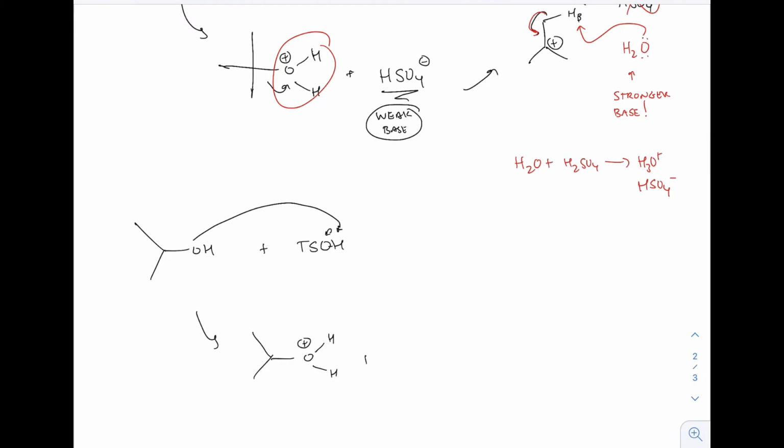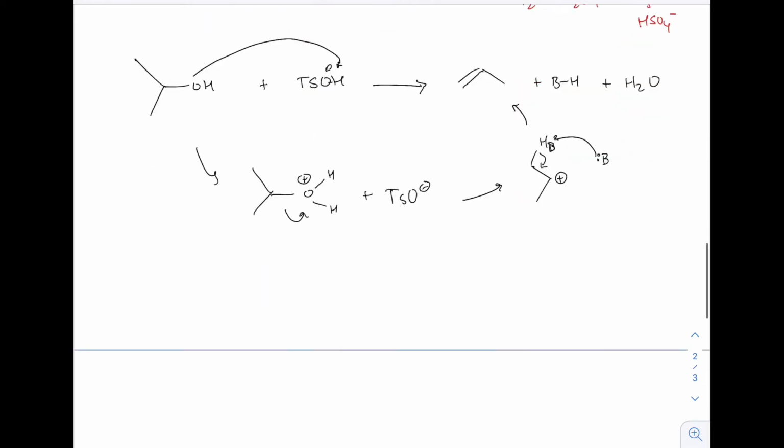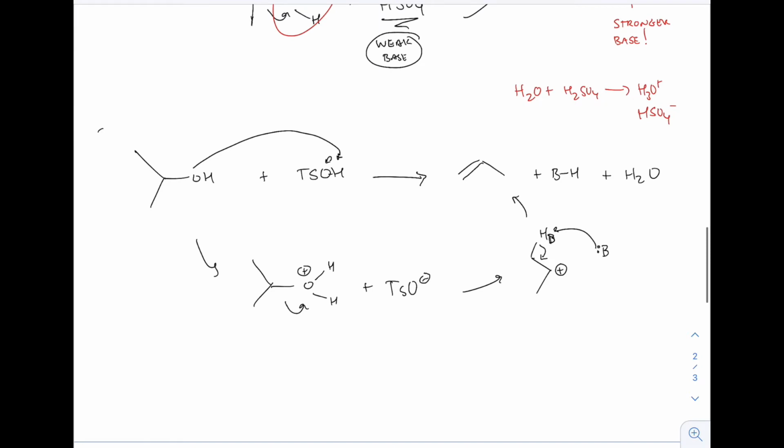This is a secondary alcohol now. Same process. We make that OH a better leaving group by protonating it, making it water, having that water piece leave. And then now we have this secondary carbocation. A base of some sort comes along, removes that beta proton, and we get our alkene product. We get the conjugate acid of that base, and then we get water. Dehydration reaction, we always form water, right? So that was a secondary.